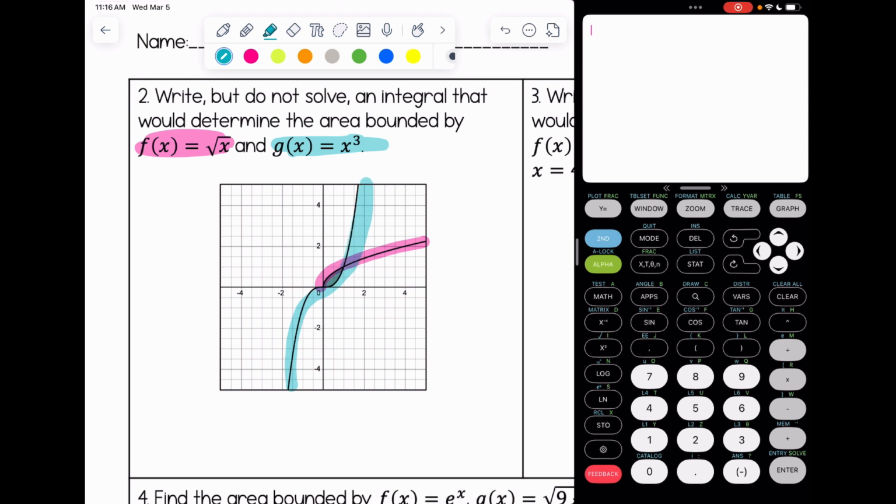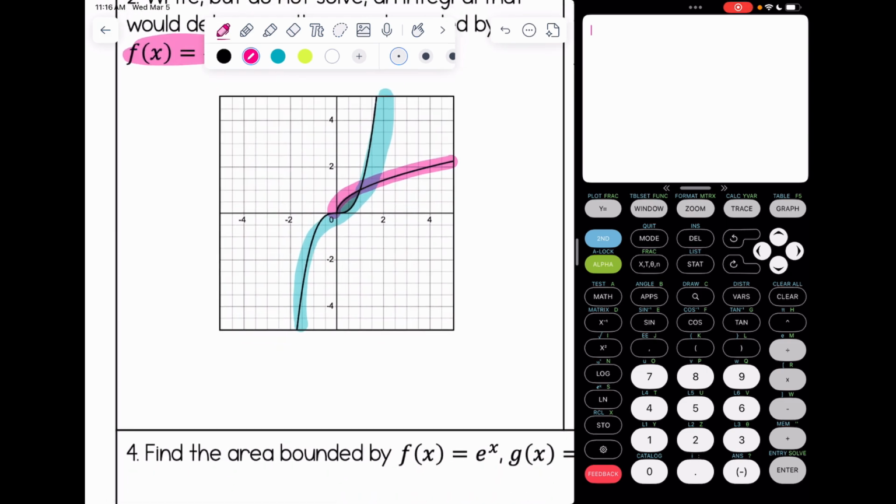And you can see here now that the upper function is the pink one, radical x, and the lower function is x cubed. I can also see that my bounds are going to be 0 and 1, because those are the points of intersection. So to find the area, it would be the integral from 0 to 1 of the upper function radical x minus the lower function x cubed dx.